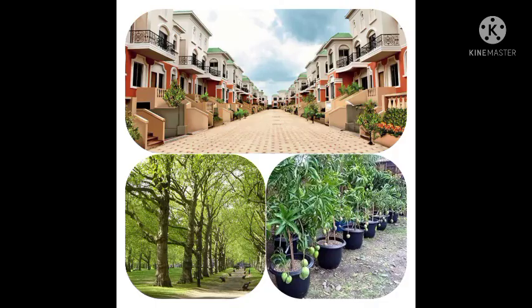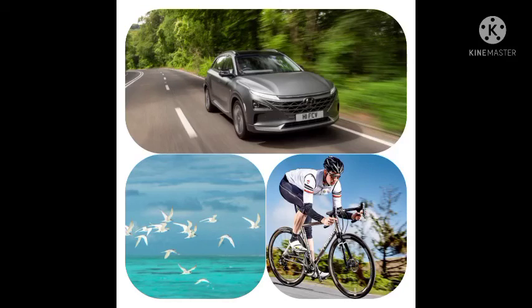Yes, your answers are correct. Large trees, small plants, and a row of houses are all fixed objects. But flying birds, running cars, and a moving bicycle are objects which change their position.